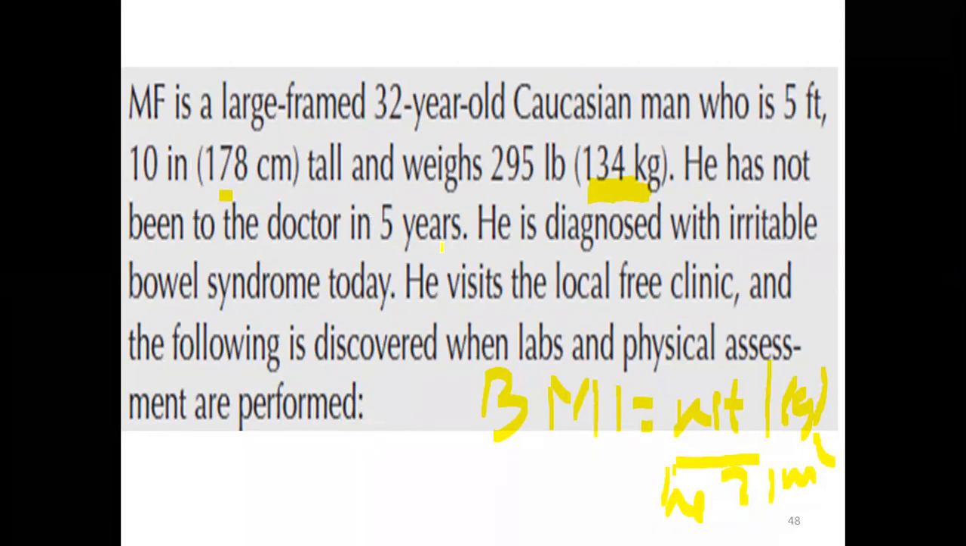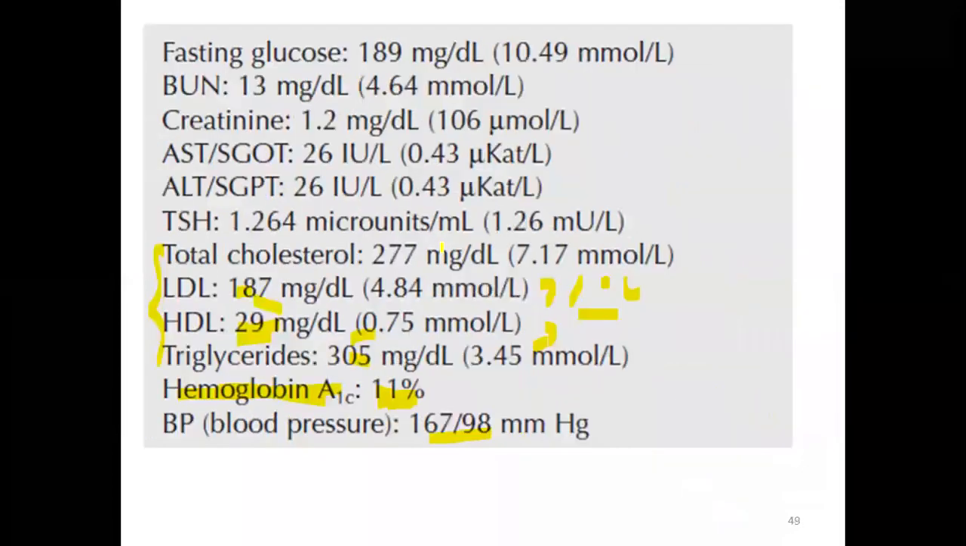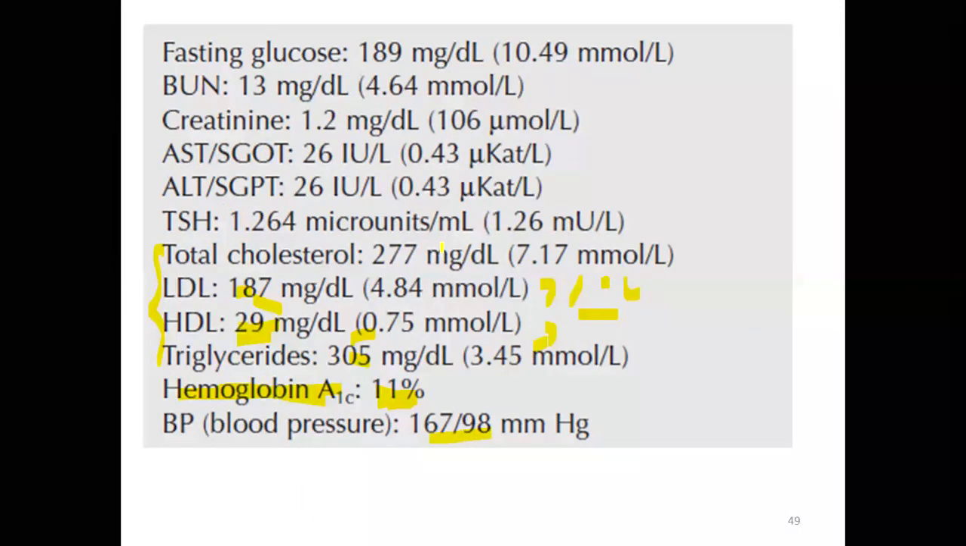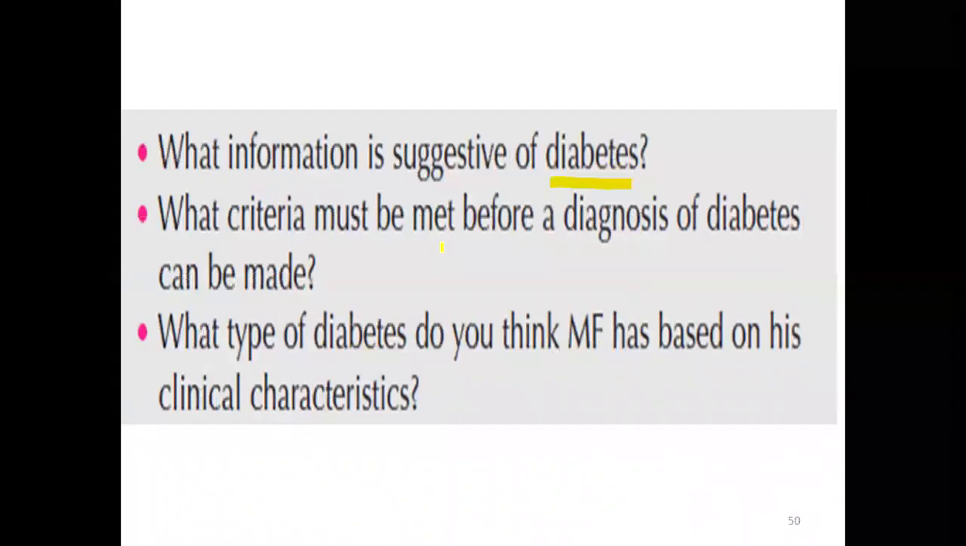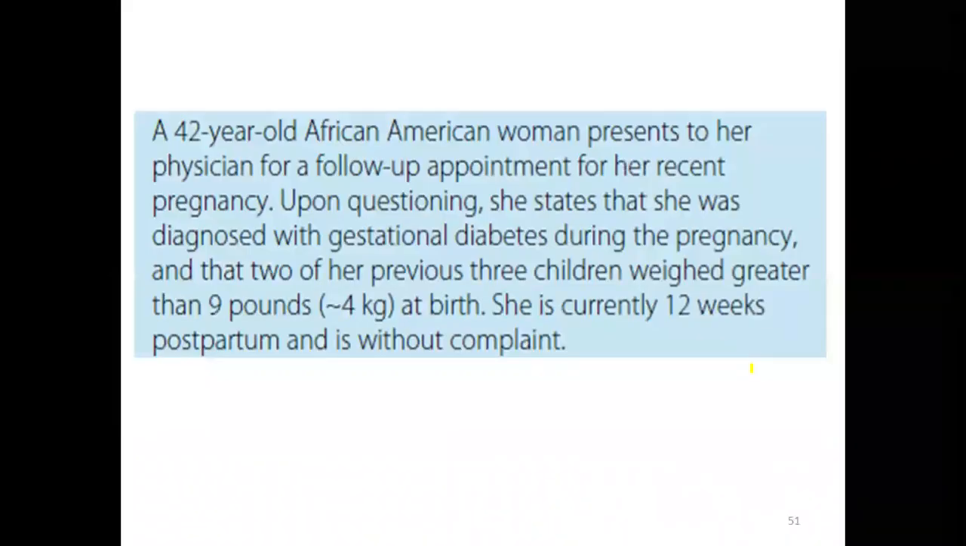Most likely because of obesity and there are no autoimmune markers. You can even look at the thyroid function test, which is normal. So there is no autoimmune marker. So most likely the patient will have type 2 DM because of his weight. Okay, now this is another question.